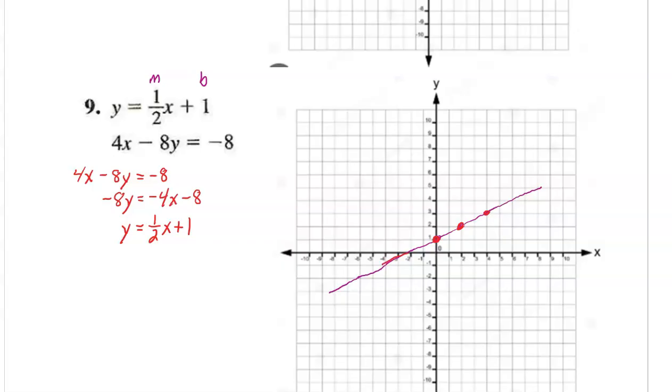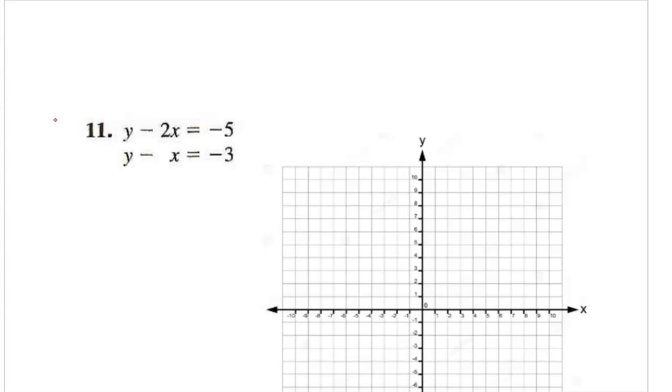As I draw the red line in, look what happens. The red line is completely coinciding with the purple line. Every answer to the first equation is also an answer to the second equation. So to write down our answer, we'll say like many solutions. This doesn't mean that every single ordered pair in the world is a solution. This means that every solution to the one equation is also a solution to the other.